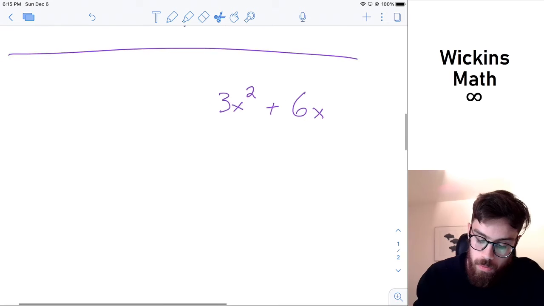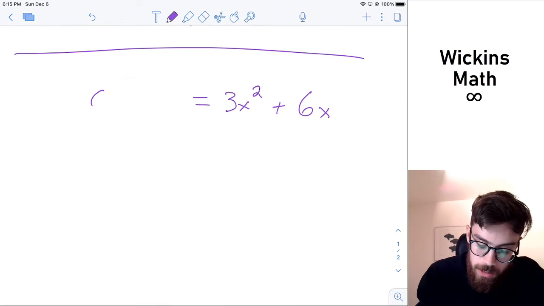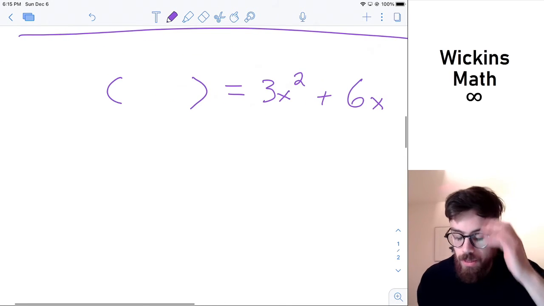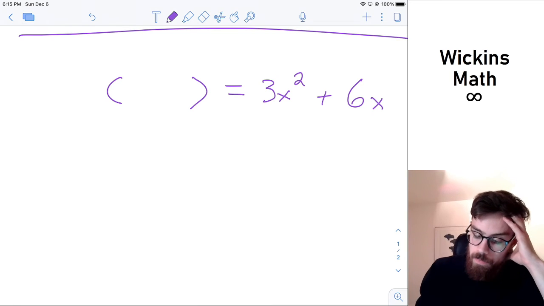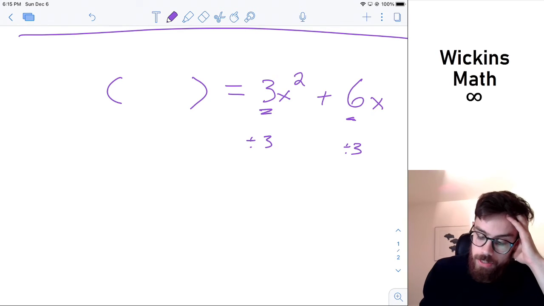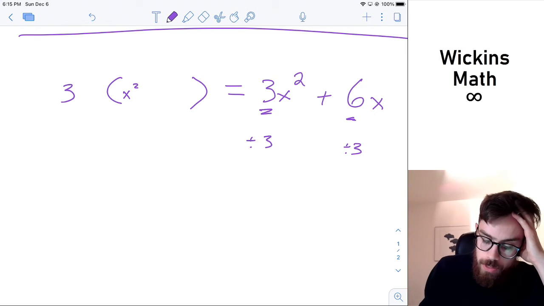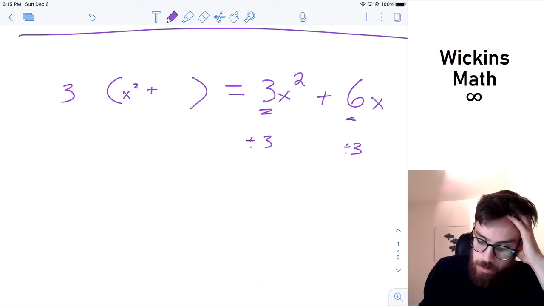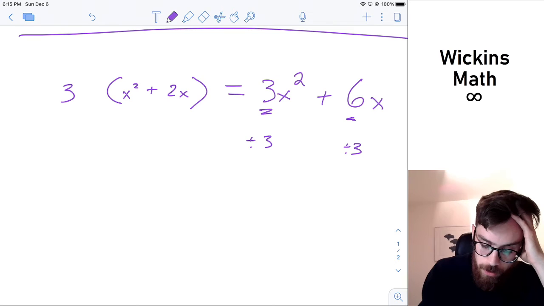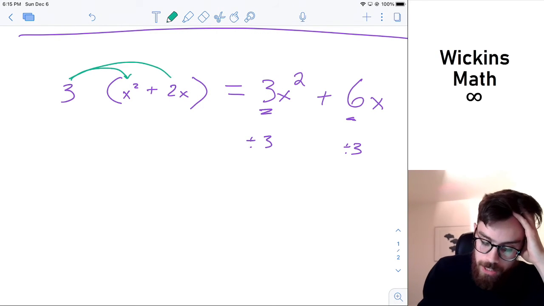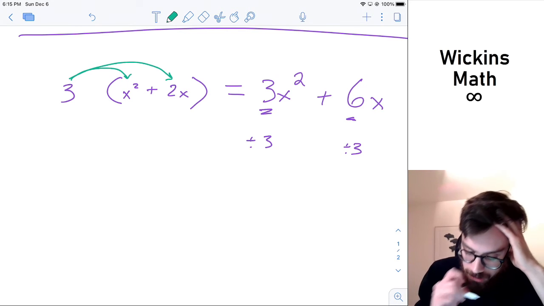So the reason I wanted to do that is because when we look at this, what can I pull out of both things? Well, I have a 3 here and I have a 6 here, so I can divide this side by 3 and I can divide this side by 3. So I could take out a 3, and this would have to be x squared, and this would have to be 2x, right? Confirm for me. If I multiply 3 times x squared, I get 3x squared, and if I multiply 3 by 2x, I get 3 times 2 is 6. Okay, good.